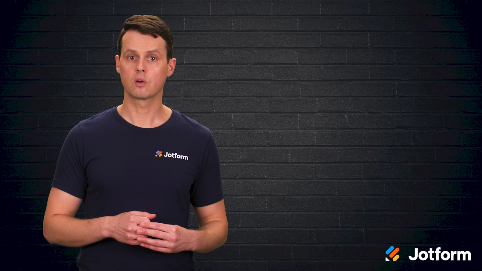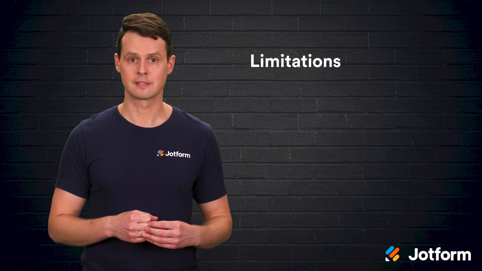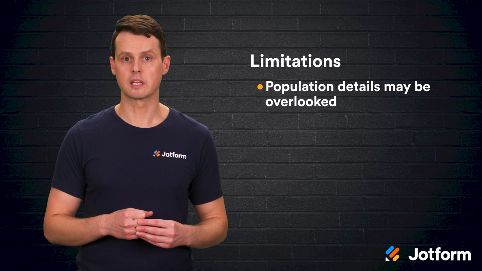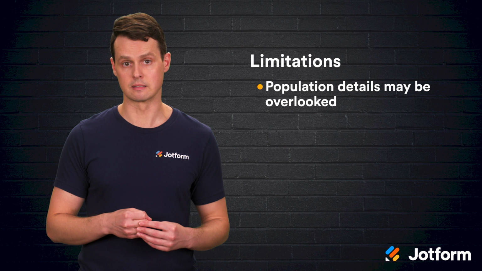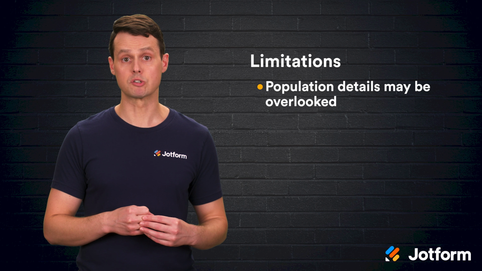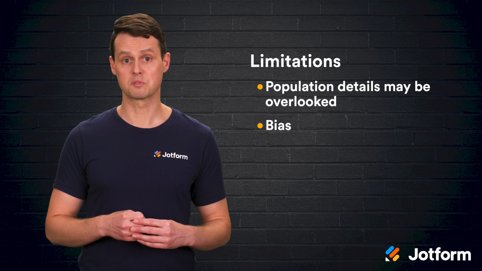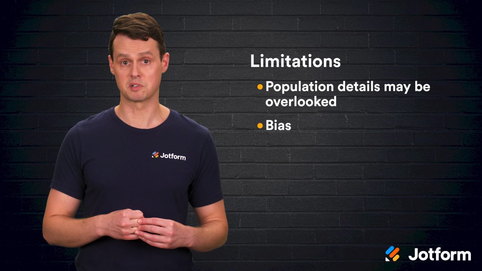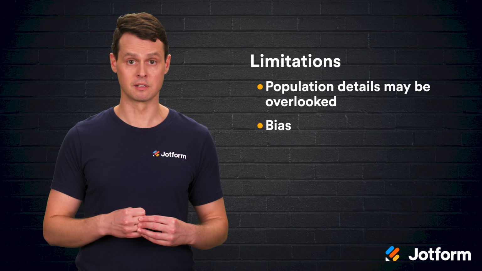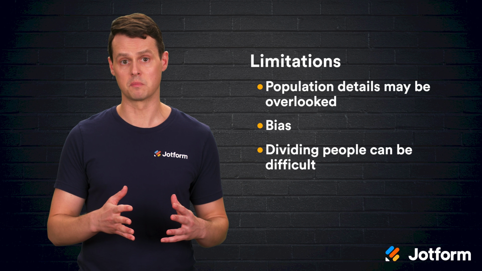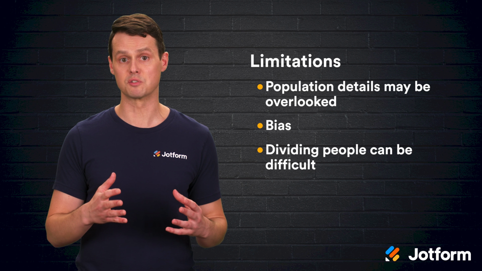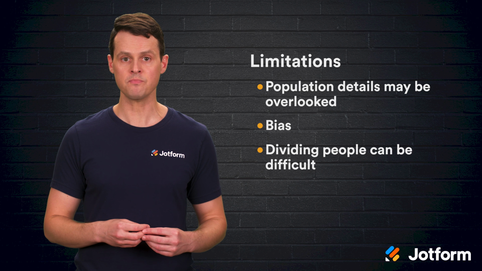At the same time, quota sampling has limitations. Some population details may still be overlooked, even when quotas are carefully planned. The method can also introduce bias because researchers make judgment calls when selecting participants. In addition, dividing people into distinct groups can sometimes be difficult because individuals may fit into more than one category.